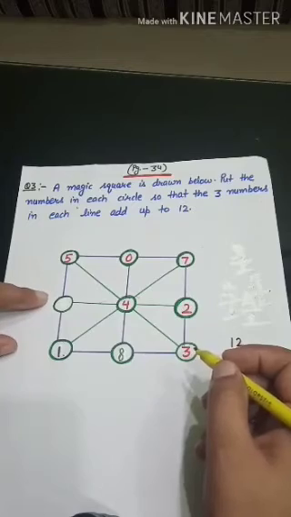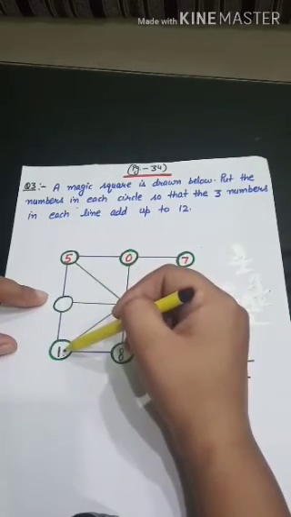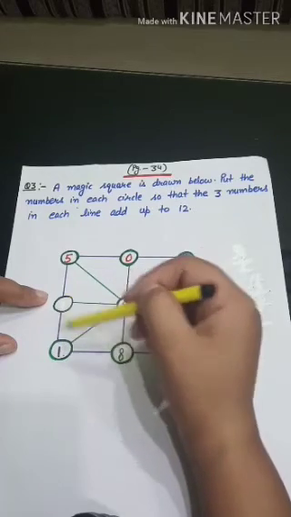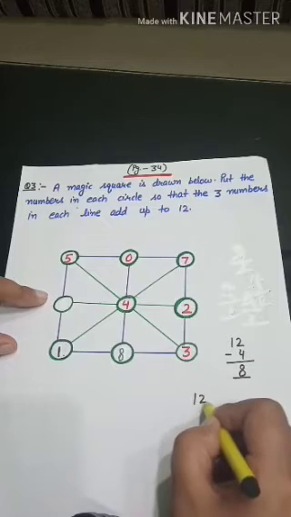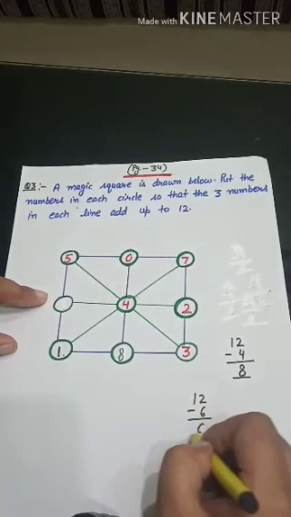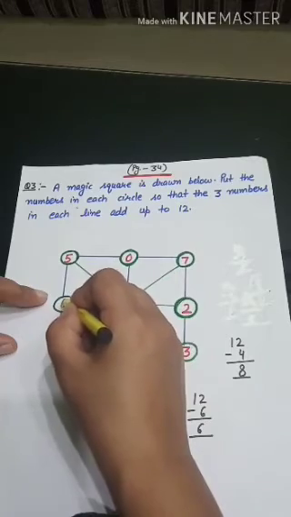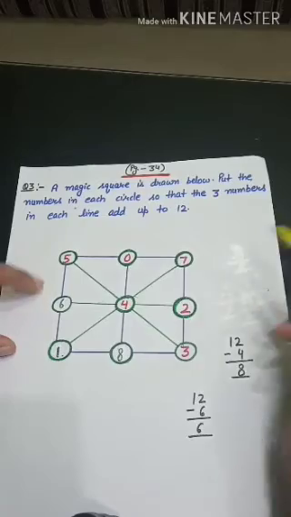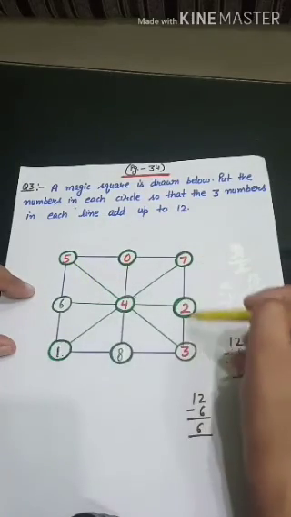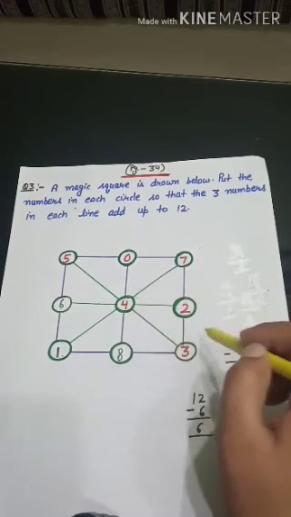Now find out this one. From this line, 5 plus 1 is 6. Now what should we add to 6 so that we get 12? Again you can use this method that you subtract 6 from 12. So we get 6. So 5 plus 6 is 11 and 11 plus 1 is 12. So by adding all these numbers in a line, we get 12. So in this way you can solve the magic square.